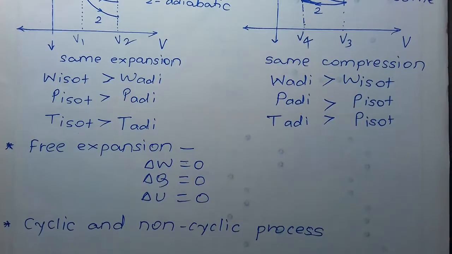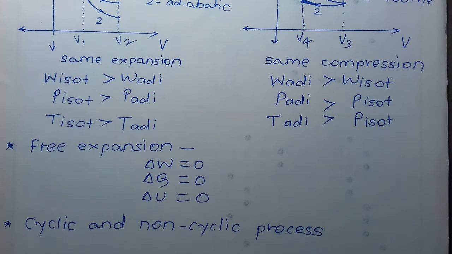Then, free expansion means expansion against zero pressure. For free expansion, work done is 0. External pressure is 0, therefore work done is 0. Energy is not provided to the system, therefore delta Q is also 0. If delta Q and delta W both are 0, then delta U is also 0. Therefore, internal energy in free expansion does not change.